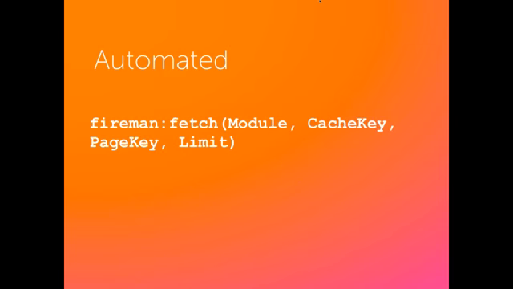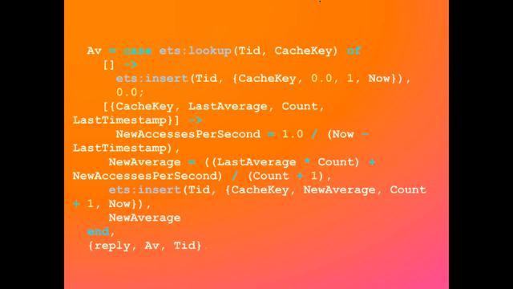There's another way to do it, which is essentially I can say, hey, Fireman, just give me this data. Here's the module. Here's the key I want. Here's the page I'm on. Here's how many I want to return. So this is more of a read-through model where Fireman will say, okay, great, I'll go get this data. But when it does it, it actually keeps track of the number of accesses per second that are being requested for that exact cache key.